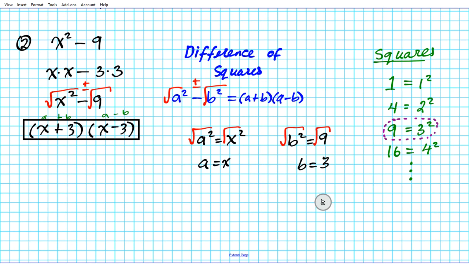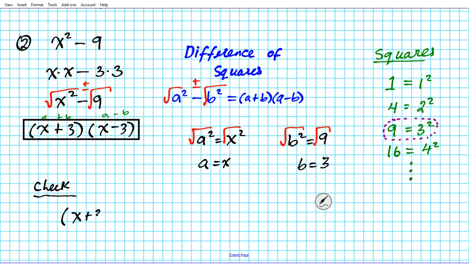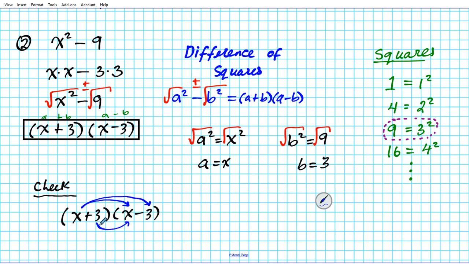Now, is this answer correct? Let's go ahead and check again to see if our factorization is in fact accurate. So, we'll check by expanding. We are multiplying x plus 3 by x minus 3. Let's see if we end up with the original problem. So you distribute this x to x, and then x to 3. You then distribute 3 to x, and then 3 to negative 3.